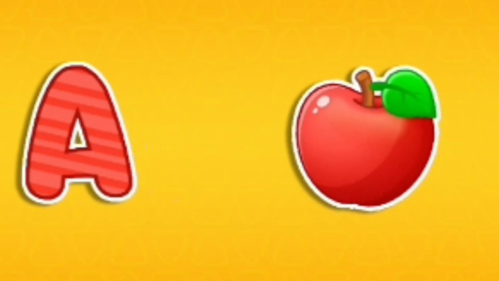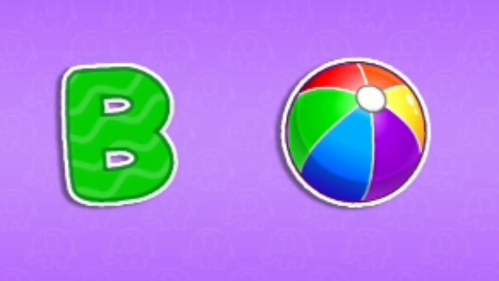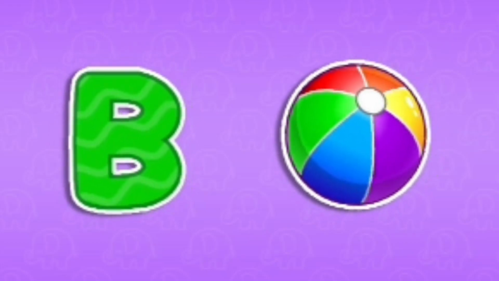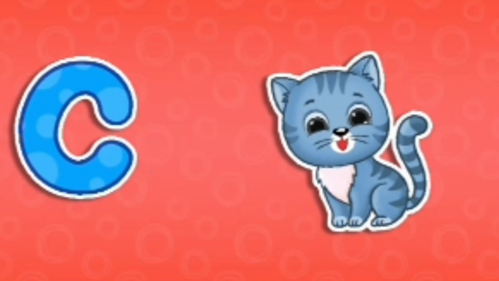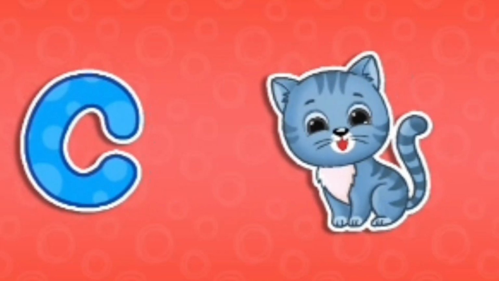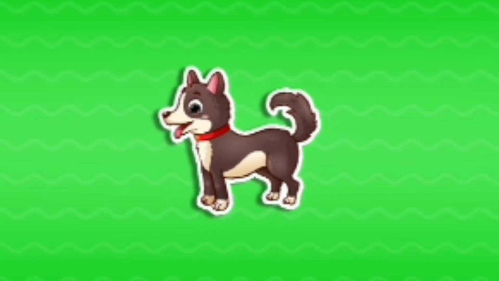A is for apple, it sounds a. B is for ball, it sounds b. C is for cat, it sounds k. D is for dog, it sounds d.